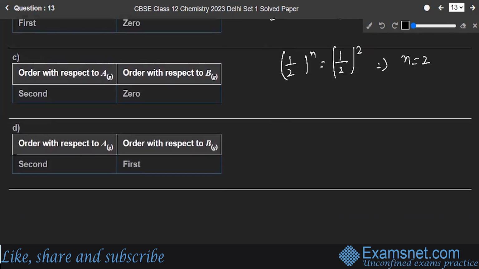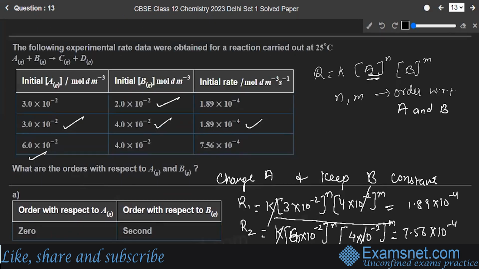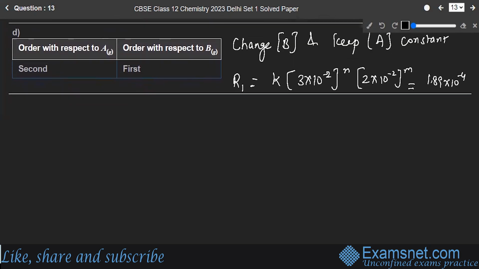So now let's go for finding B, that is m. Now let's change B and keep A's concentration constant. So in the first case, you will have R1 is equal to K into 3 into 10 power minus 2 raised to power n, and here the concentration of B is 2 into 10 power minus 2 raised to power m. This is equal to 1.89 into 10 raised to power minus 4. Similarly, you have R2 is equal to K. Here A is constant, 3 into 10 power minus 2 raised to power n. This is 4 into 10 raised to power minus 2 raised to power m.